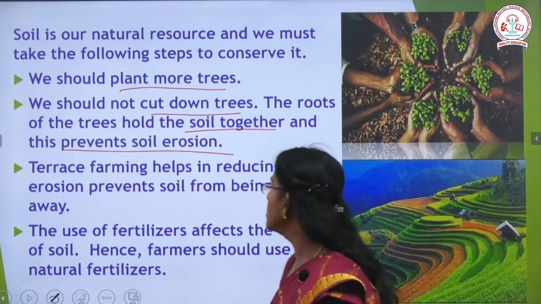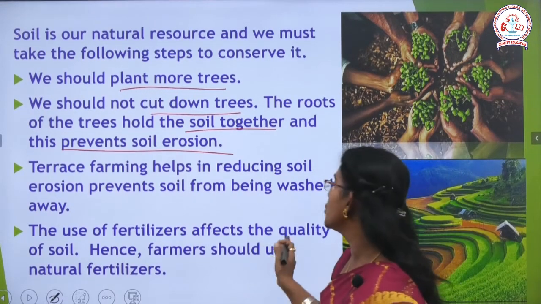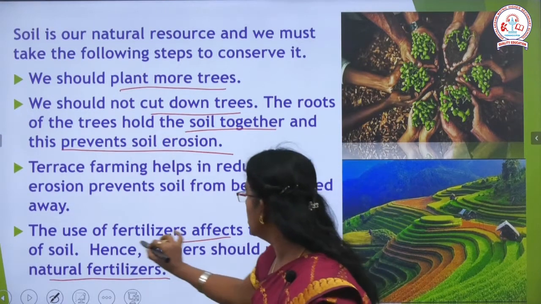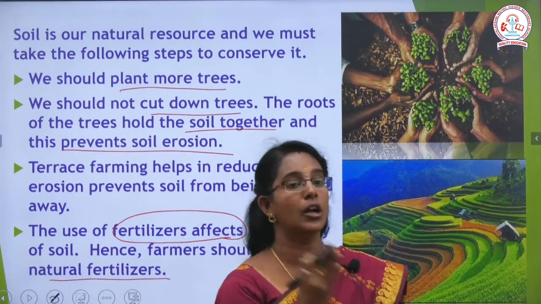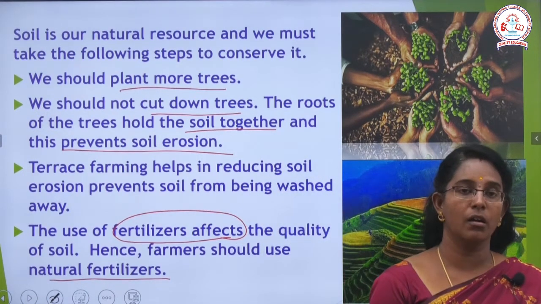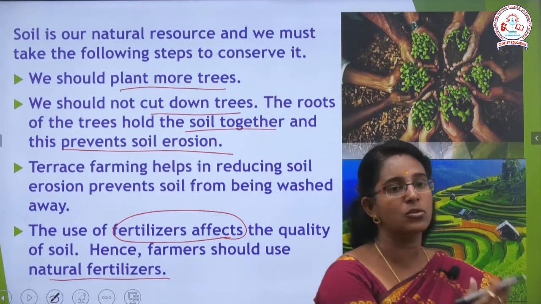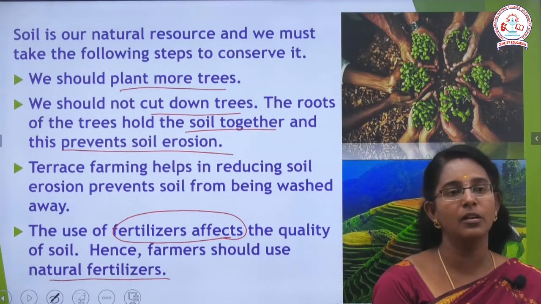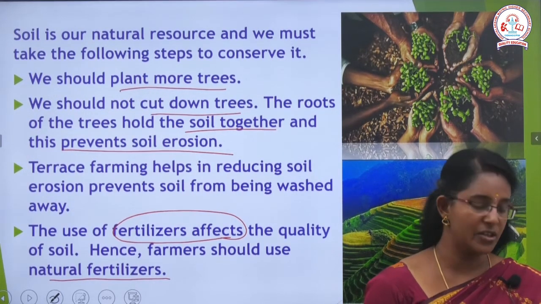Next, the use of fertilizers affects the quality of soil. Hence, farmers should use natural fertilizers. Chemical fertilizers are being used nowadays, so we want to control that. Instead, we want to use natural fertilizers like humus, as we know already, for farming and other agricultural activities.